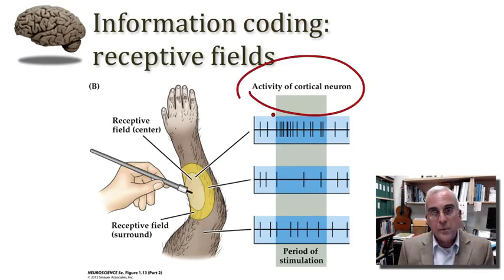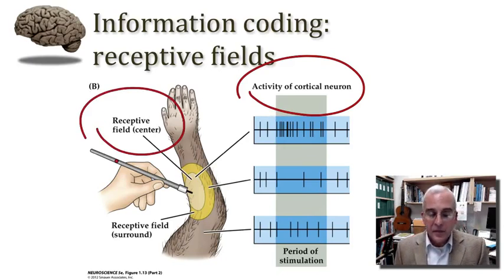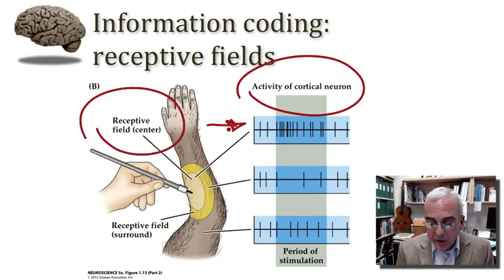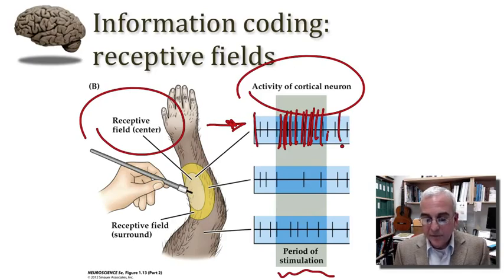And what the experimenter might discover is that there's some patch of skin that when stimulated can modulate the firing pattern of that neuron. So what we see here is that during the period of stimulation, there's an increase in the number of action potentials that neuron fires compared to what we see before and after. And furthermore, what we find is that receptive fields tend to have a center-surround organization. And here's what we mean by that.